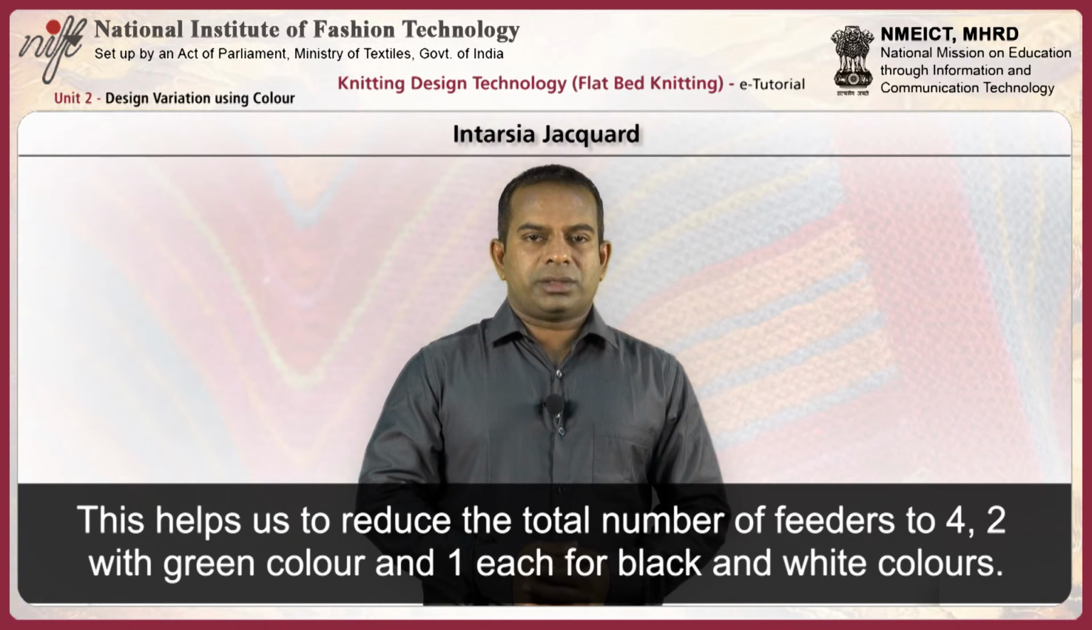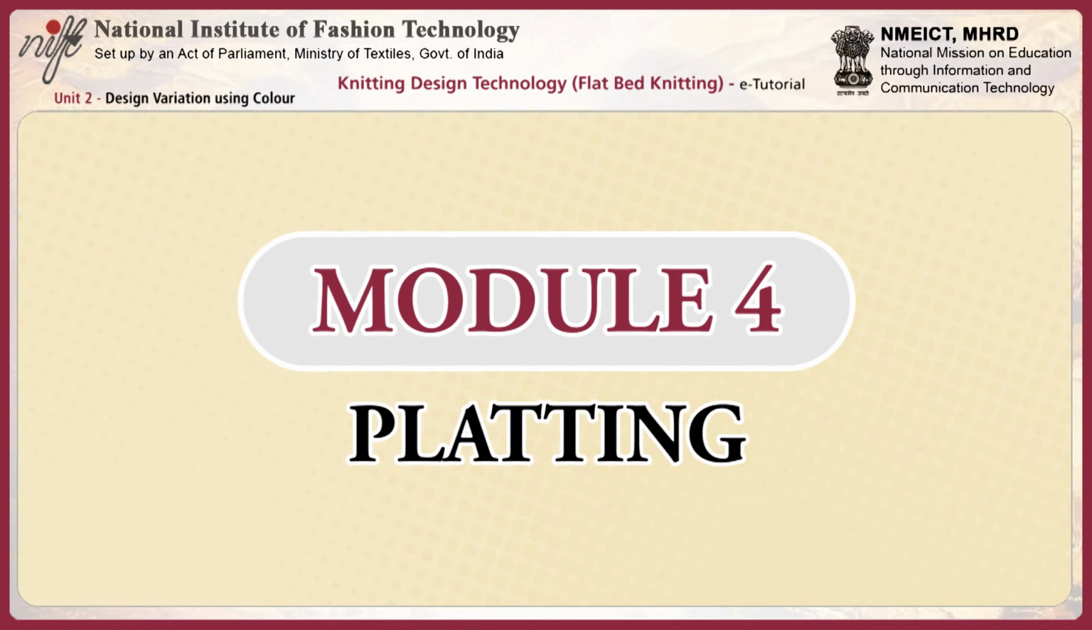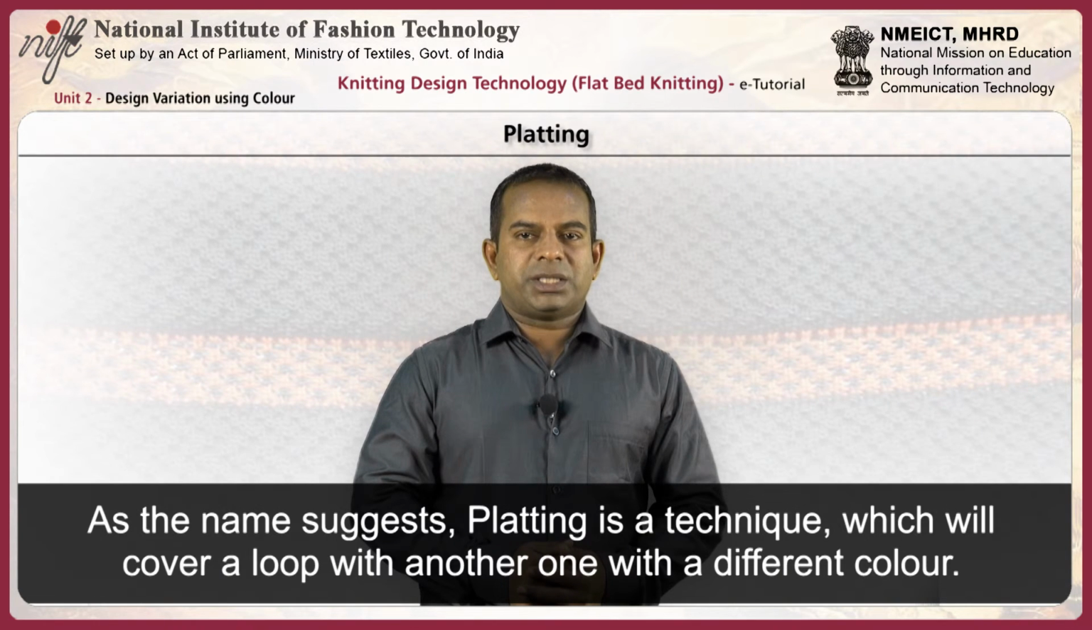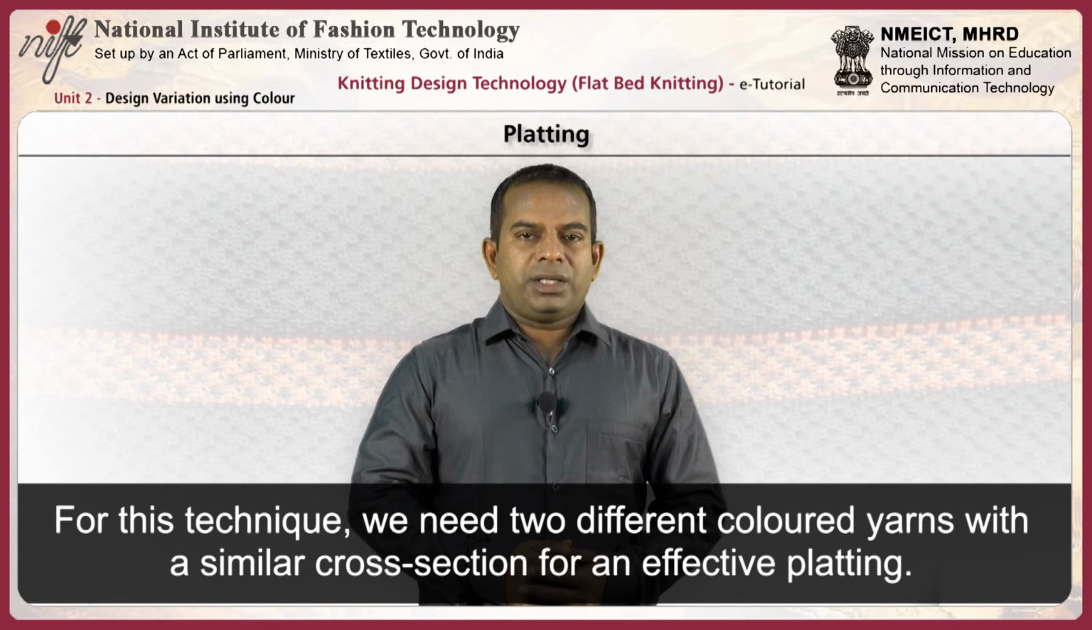This module focuses on plaiting. As the name suggests, plaiting is a technique which will cover a loop with another one with a different color. For this technique, we need 2 different colored yarns with a similar cross section for an effective plaiting.